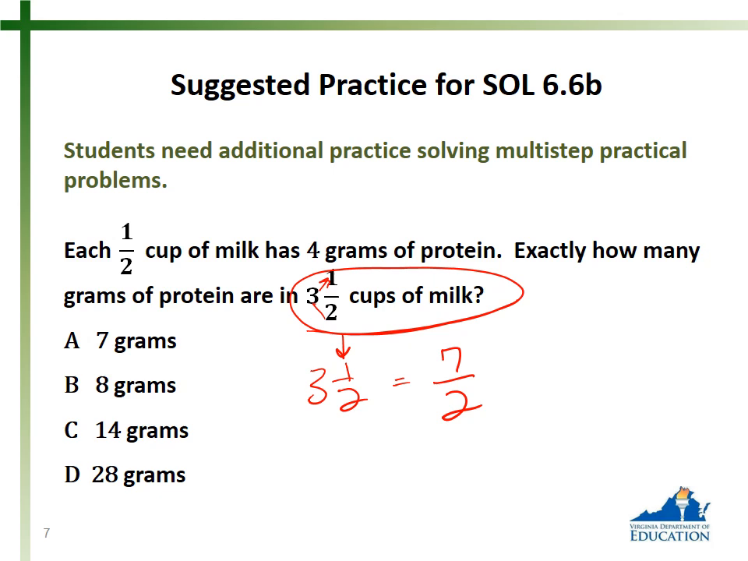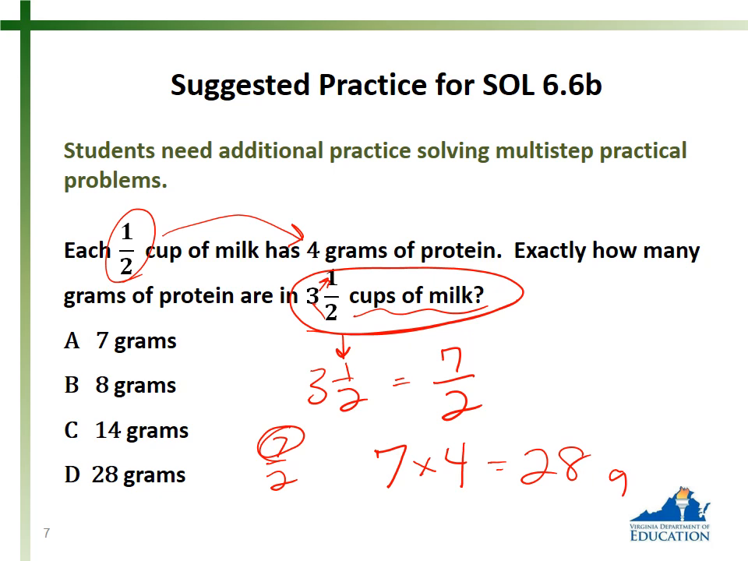And so we can say that 1/2 has 4 grams. So that means 7 halves of this cups of milk. What we do is we're going to multiply 7 times 4, because each half has 4 grams. So we're going to multiply all 7 halves by 4 to give us 28 total grams of protein. And so we can say that the correct answer is D.